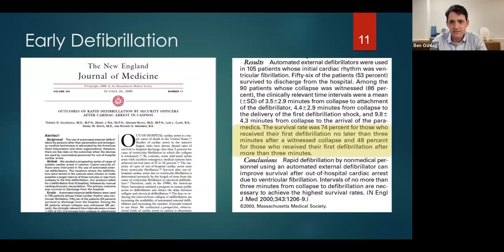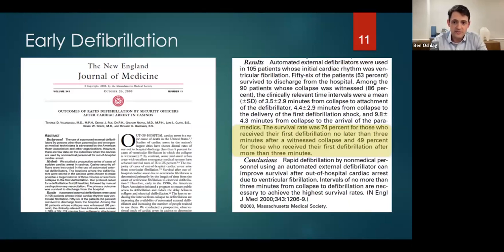Out of 105 VFib cardiac arrests, 56 of those patients survived to hospital discharge. That is an absurdly high number. The rate of survival for just your general out-of-hospital cardiac arrest is in the single-digit percents. This is so far above and beyond that, it's insane. And if you look at the response times, 3.5 minutes to defibrillator placement, 4.5 minutes to delivery of shock. They're still very high on that survival curve.